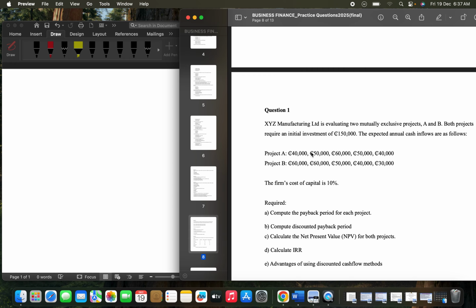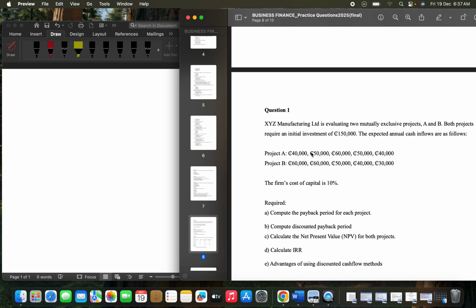And in the question, we were given cost of capital. So cost of capital in the question was given as 10%. That's our cost of capital. Now, the A part of the question asks us to calculate the payback period. Before you start, you always have to check for the tricks.